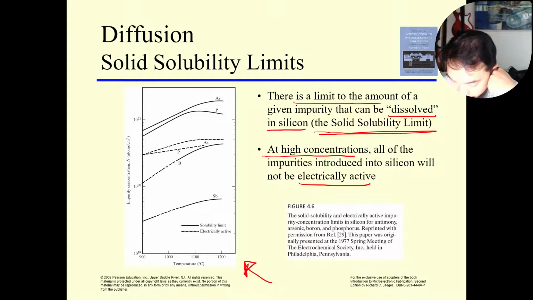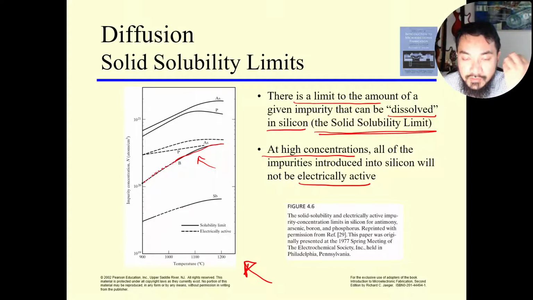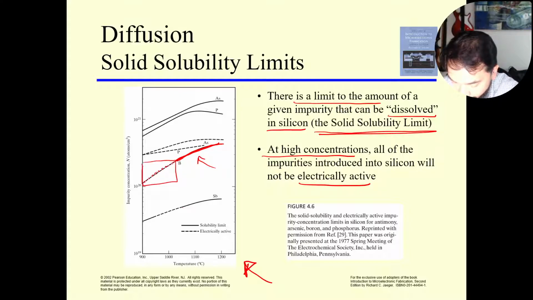Okay, so for example, if you look at boron here, boron has a solid line and then a dotted line. On this dotted line, the extra impurity concentration will still contribute to the extra electrons or holes. But if you go to a higher temperature and higher concentration, it will no longer contribute. So you need to only use this impurity concentration for boron.